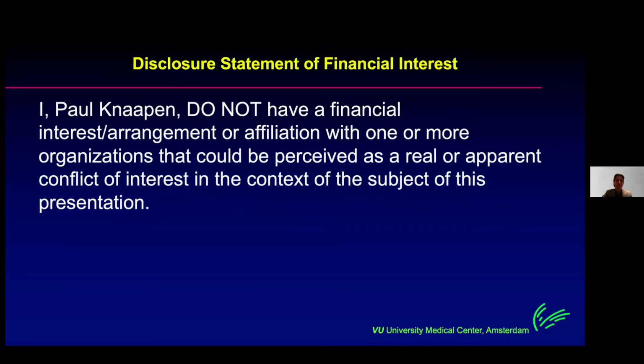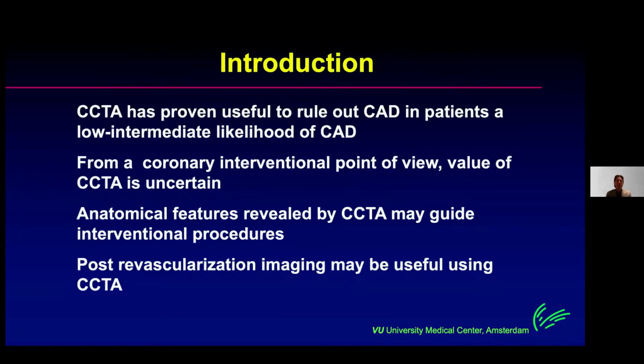I have nothing to disclose pertaining to this presentation. As a way of introduction, I would like to state that this is a CCT intro. We know that CCTA has proven to be an excellent tool to rule out coronary disease, but not as much to rule in coronary disease. And from an interventional point of view, it's very interesting to see where we're moving in the next generation, having ruled out coronary artery disease with CT. But if you've ruled it in, then what's next?